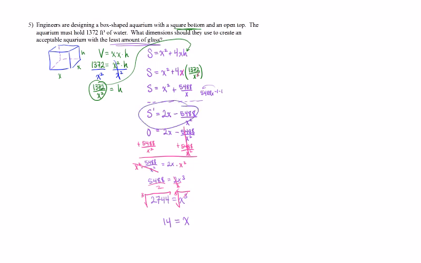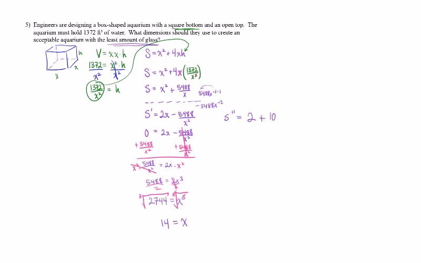If I take the second derivative of this, that would be s double primed, would be 2, right? That's not too bad. And the second derivative of this would be, remember that we think of this as 5,488 x to the negative 2. So if I multiply negative 5,488 by negative 2, I would get positive 10,976 all over x cubed, right? Is what we'd end up getting there.